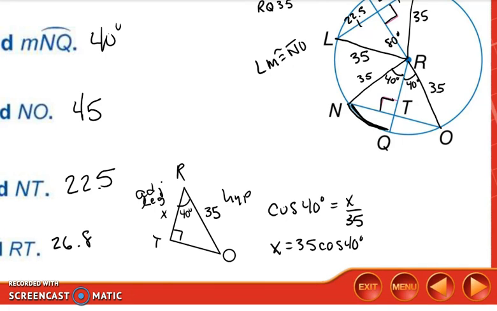My notes had a different way of solving this. Okay, so that's 26.8 on that one. Make sure that your calculator mode is in degree. If you didn't get that number, if you get a really small number, a really small negative number, watch out for that.